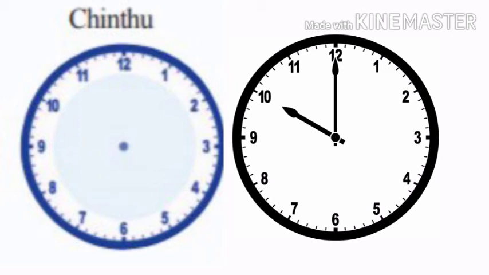Next, Chindu rabbit took 10 hours 2 minutes. Here the hour hand will be at 10. To make 2 minutes, the minute hand moves towards the next line. Now the time is 10 hours 2 minutes.